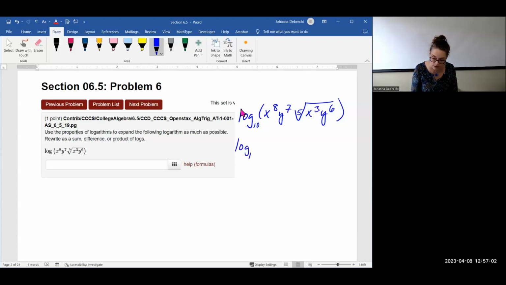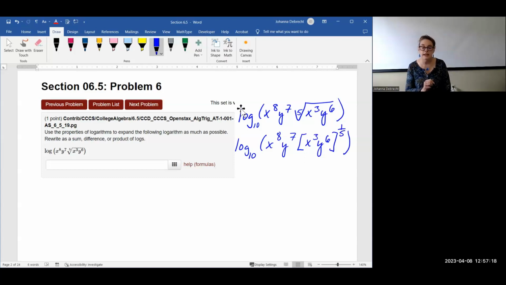So this becomes log base 10 of x to the 8th, y to the 7th, times, and I've got both x cubed and y to the 6th being raised to the 1/5 power. And all of that is inside the answer part being multiplied by x to the 8th, y to the 7th. Now I've got inside of the square brackets, x cubed, y to the 6th, which have two powers on them. X has a third power and a 1/5 power. So the rule is when you have two powers on the same base, you multiply the powers.